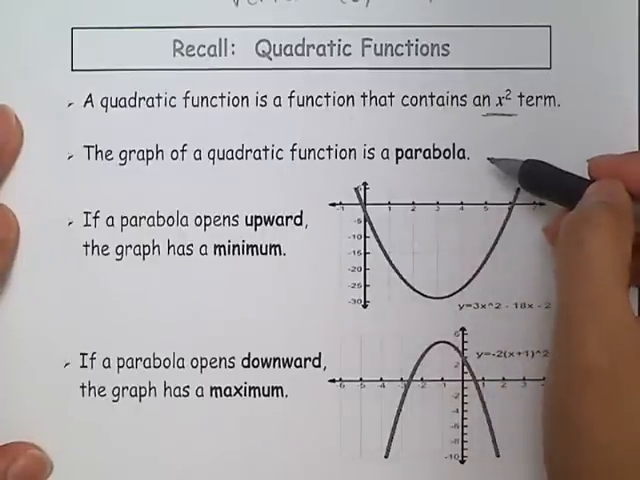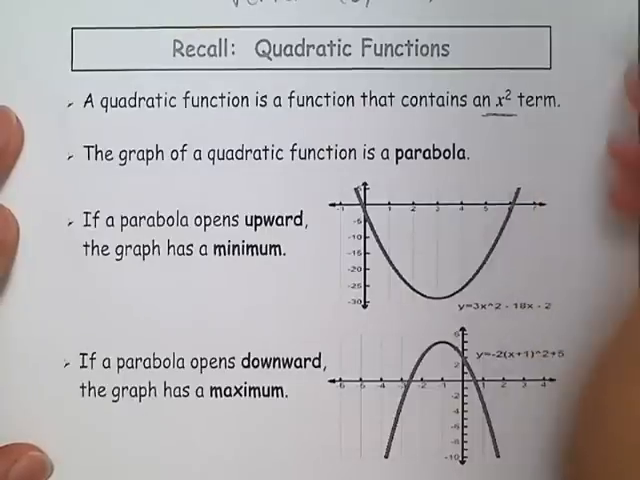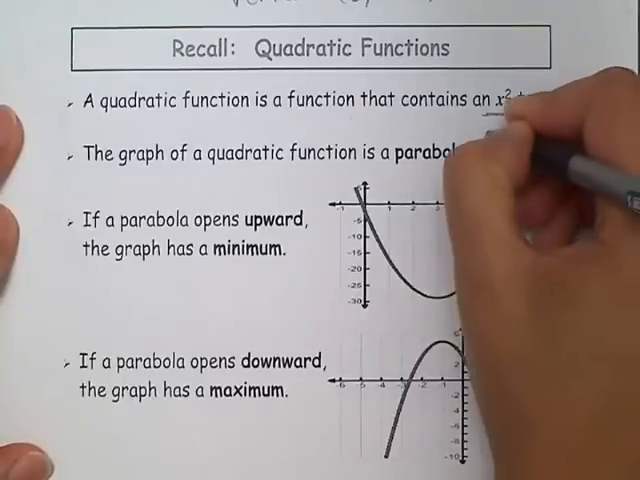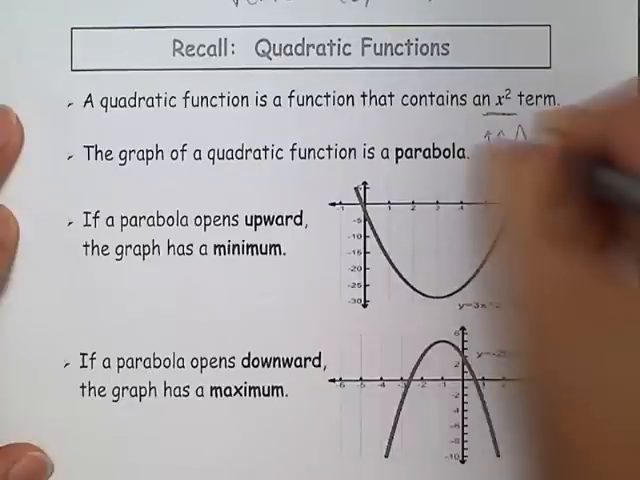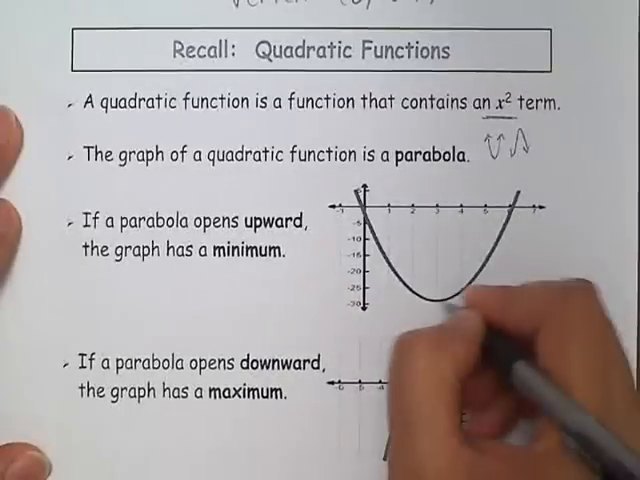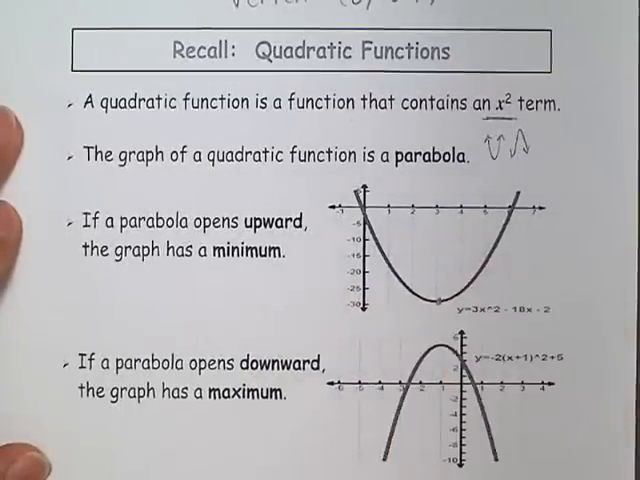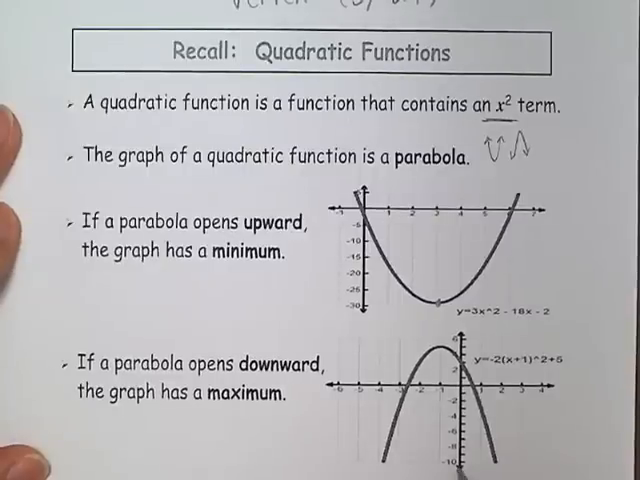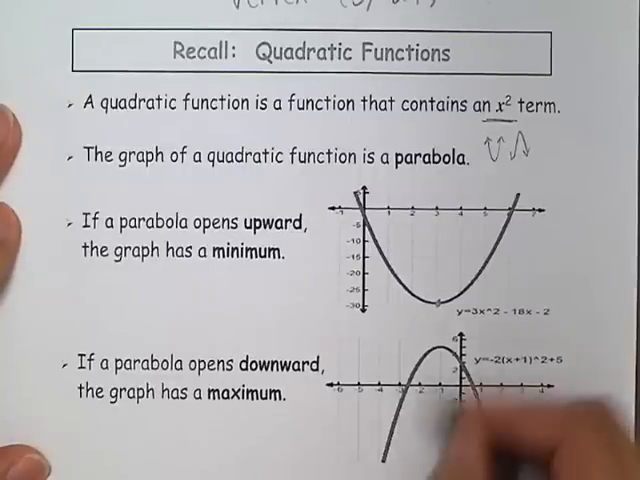The graph of a quadratic function is a parabola. That was a name that we used to describe a quadratic function. It looks like a U-shaped curve, either opening up or a U-shaped curve that opens down. If a parabola opens upward, the graph has a minimum. So here's an example of a parabola that has a minimum. It's opening up. If a parabola opens downward, the graph has a maximum.